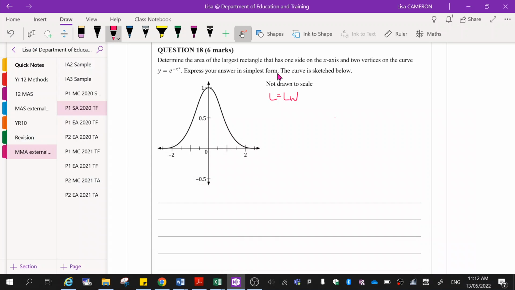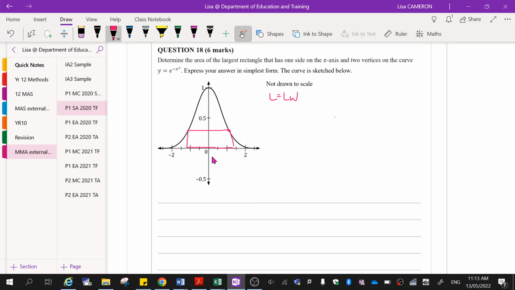Okay, so question 18. Determine the area of the largest rectangle that has one side on the x-axis. So one side along the x-axis here, and it has two vertices on the curve, which means that it's going up like that. Now we can see that this curve is going to be symmetrical, so that's going to help us.